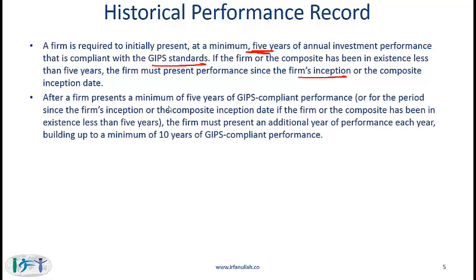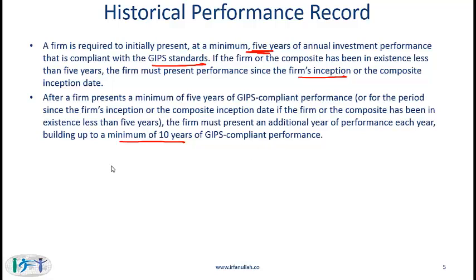After a firm presents a minimum of 5 years of GIPS compliant performance, the firm must present an additional year of performance each year, building up to a minimum of 10 years of GIPS compliant performance. Let's make sure we understand this.